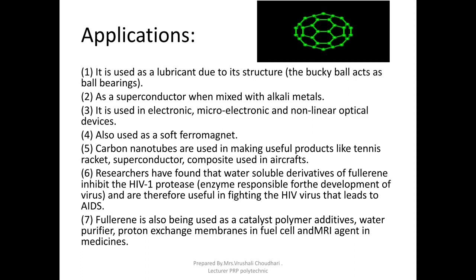Carbon nanotubes are used in making useful products like tennis rackets, superconductors, and composites used in aircraft. Do you know how to increase the strength of a tennis racket? That is achieved due to this carbon allotrope, fullerene. Due to nanotechnology, we are able to achieve superconductors.